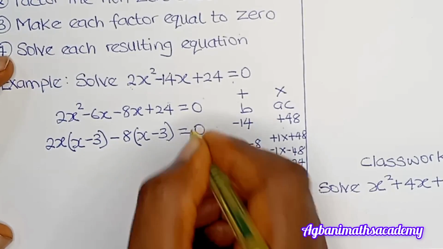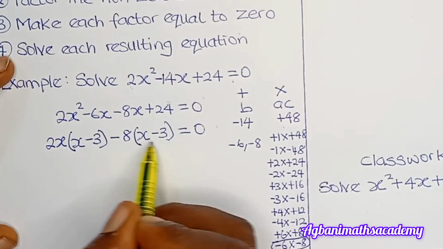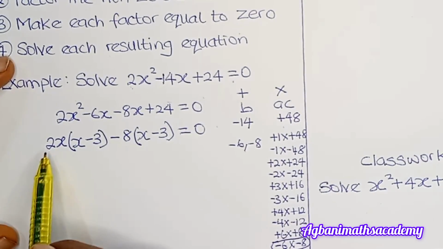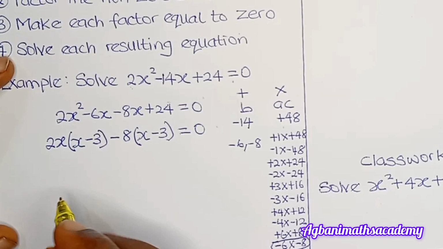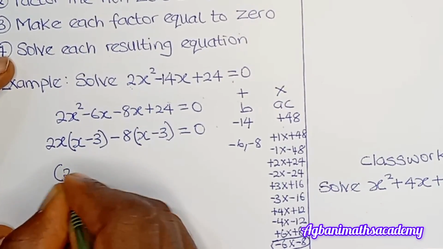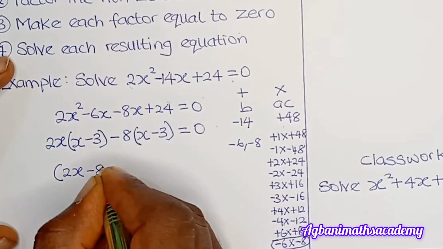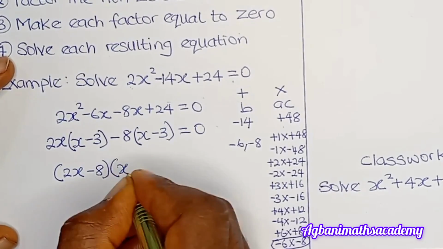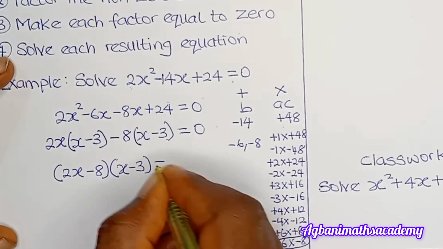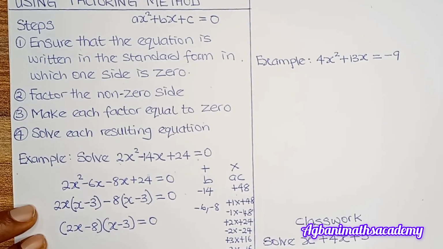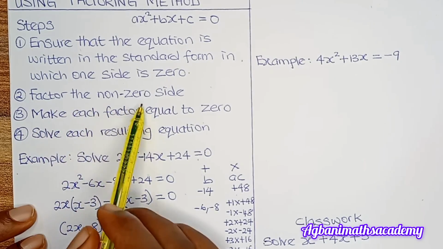It's equal to 0. Next, since what we have in the parentheses are the same, we bring the values outside the bracket together. This will give us 2x minus 8 into x minus 3 is equal to 0. So we have been able to factor the non-zero side.